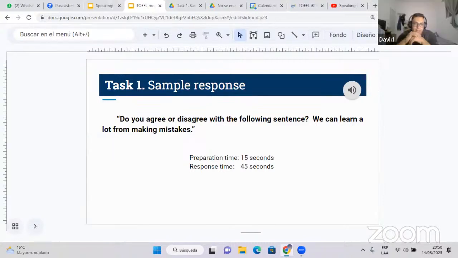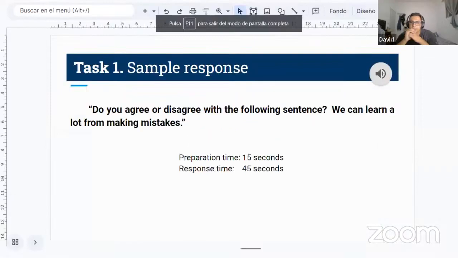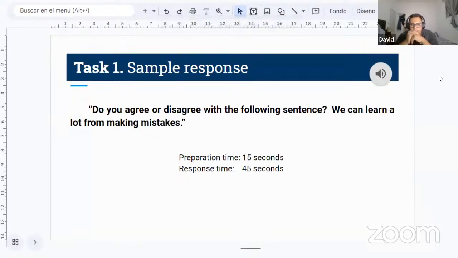Do you agree or disagree with the following sentence? We can learn a lot from making mistakes.